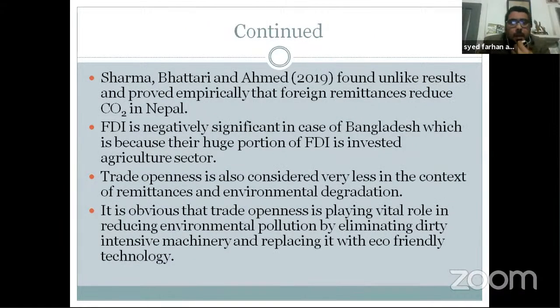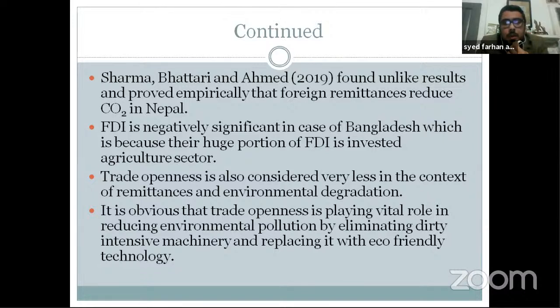For example, Sharma, Battery and Ahmad 2019 found unlike results, with empirical evidence that foreign remittances reduce CO2 in Nepal. So in countries like Pakistan, China and the Philippines, the impact of remittances on environmental degradation or carbon dioxide emission is positive, but in some countries they are using remittances in such a way that they have better environmental quality and less pollution.